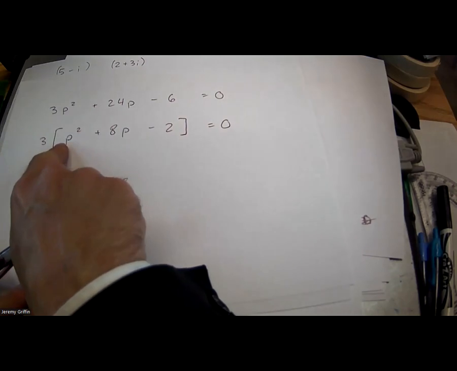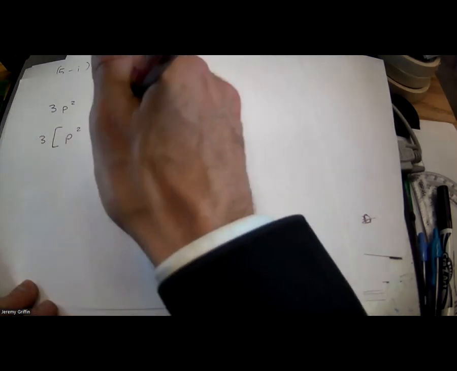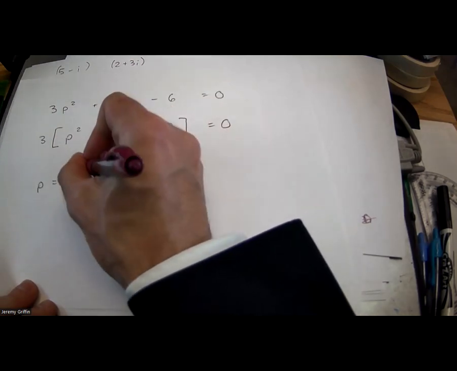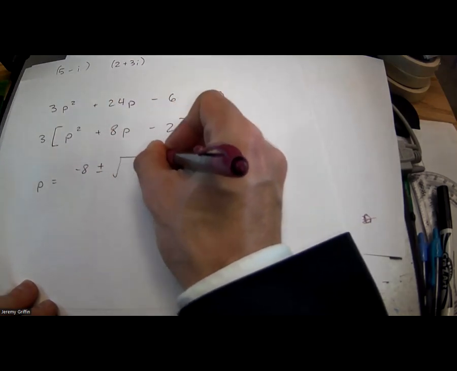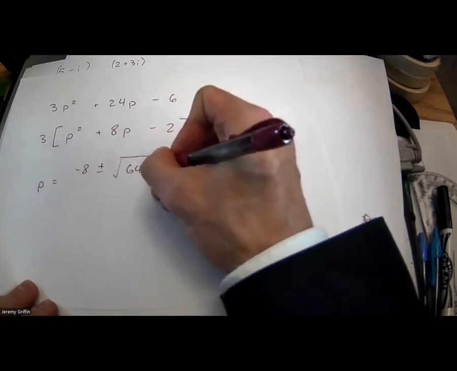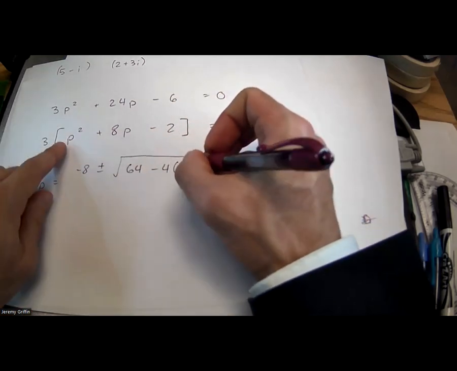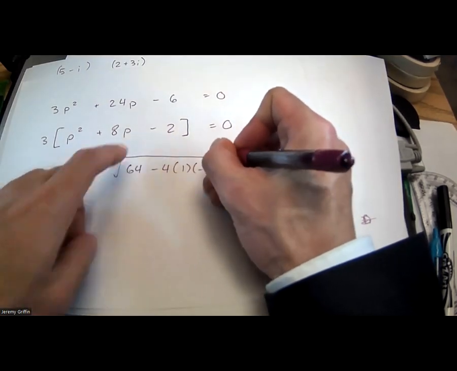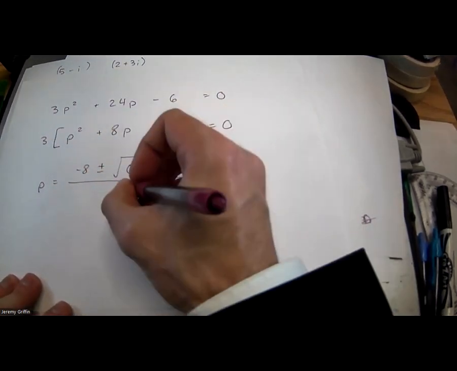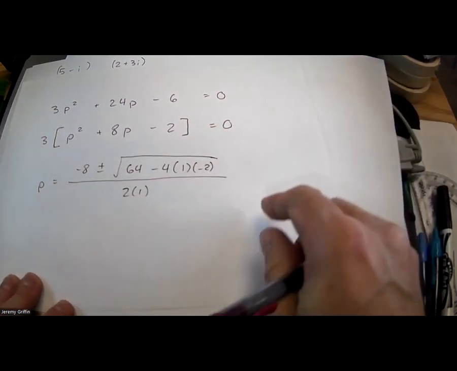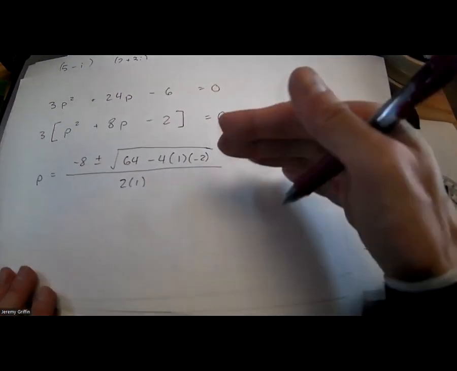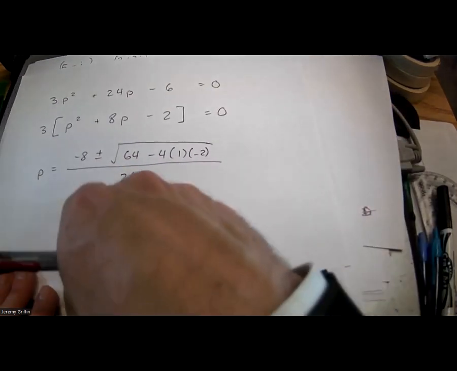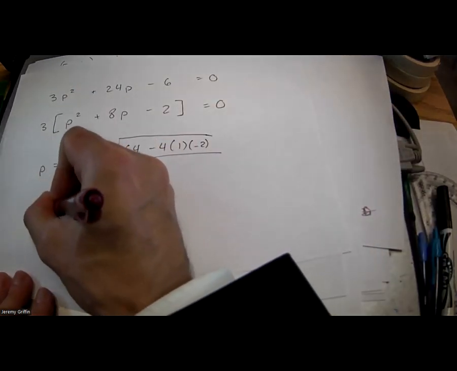So, in this form, ax squared plus bx plus c equals 0, x, or in this case p, is equal to negative b, just like negative 8, plus or minus the square root of b squared, that's 64, minus 4 times a, there's an implied 1 here, times c, which is negative 2, and then all divided by 2a, so 2 times 1. Remember, this is pre-solved, whenever you have this quadratic equal to zero. So play around with this a little bit.